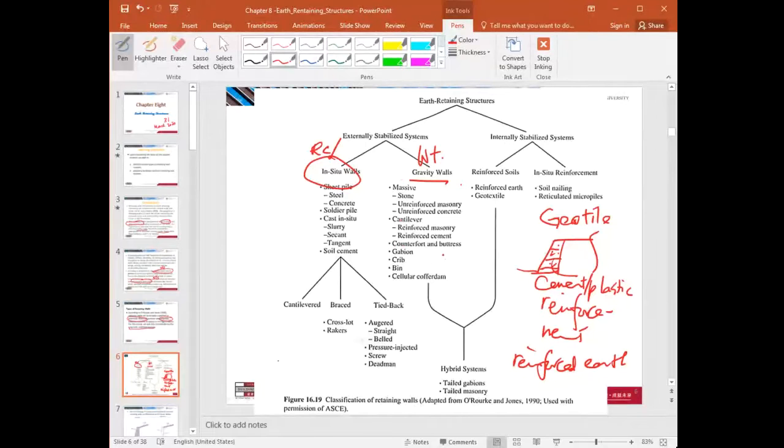So you have massive concrete. You have a wall here, very heavy, trapezoidal, plain concrete without reinforcement. So this wall can stand up very stable because of its own weight. And then you may have the RC cantilever retaining wall.